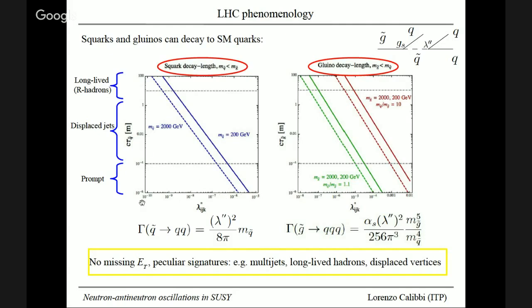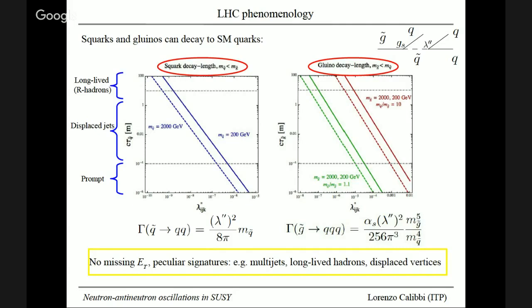If you lower more and more the coupling, eventually these objects will result as stable on the detector time scale, which means that it would look like what people call R-hadrons. So it's a relatively long-lived, strongly interacting particle, which will hadronize. We will form bound states with ordinary quarks.